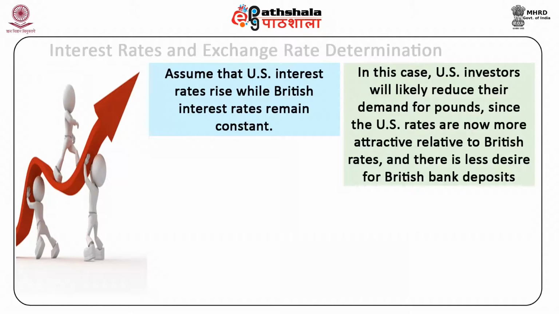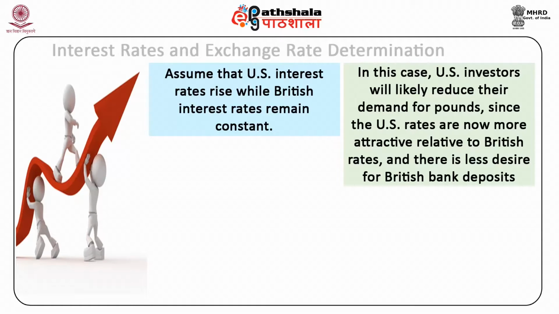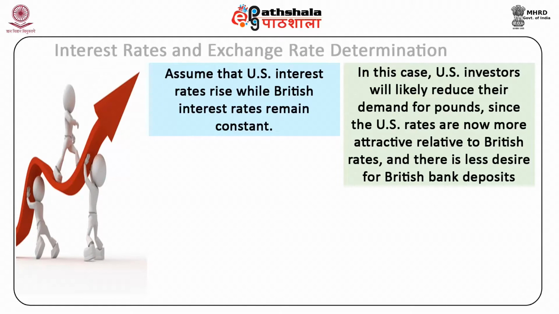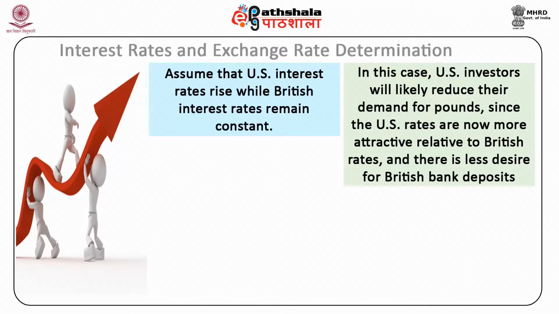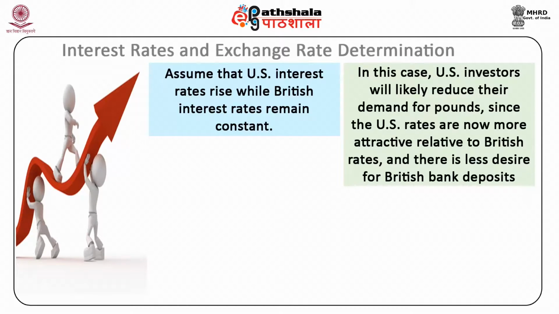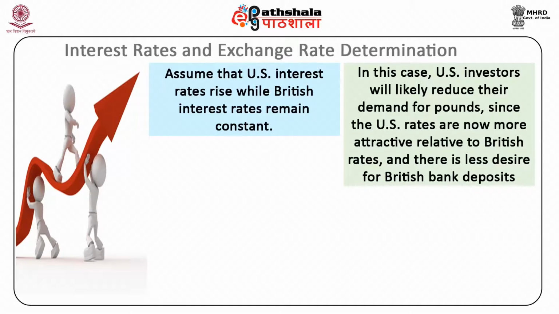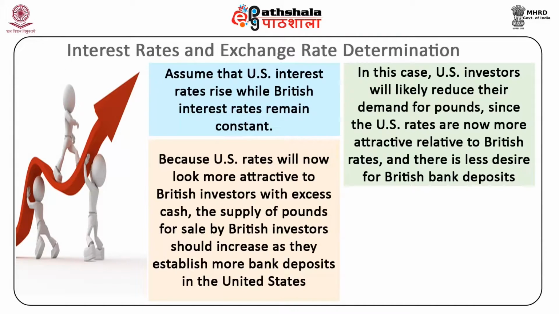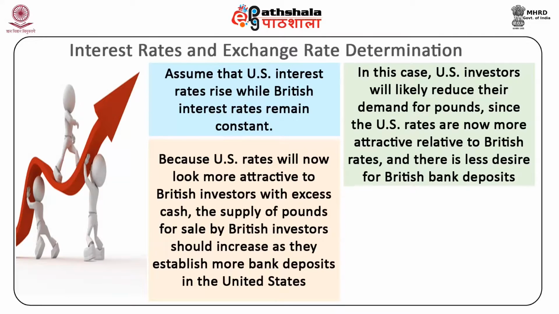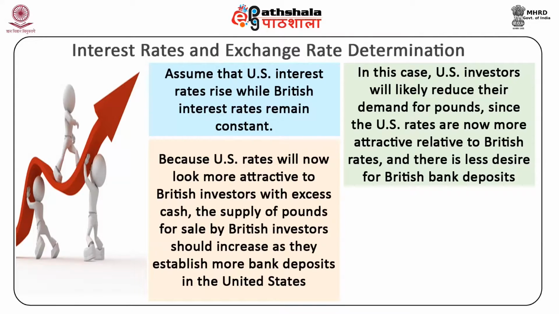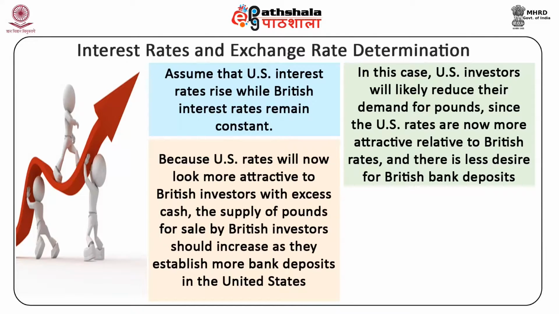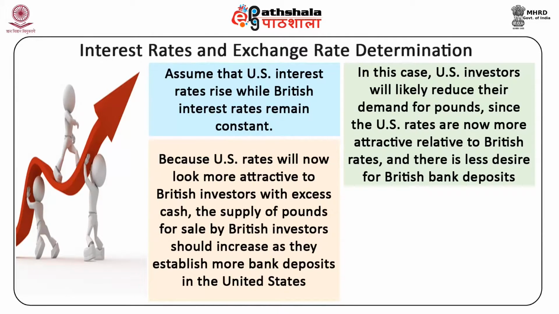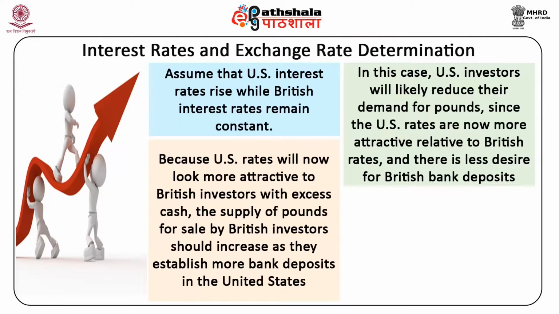In this case, US investors will likely reduce their demand for pounds since the US rates are now more attractive relative to British rates and there is less desire for British bank deposits. Because US rates will now look more attractive to British investors with excess cash, the supply of pounds for sale by British investors should increase as they establish more bank deposits in the United States.